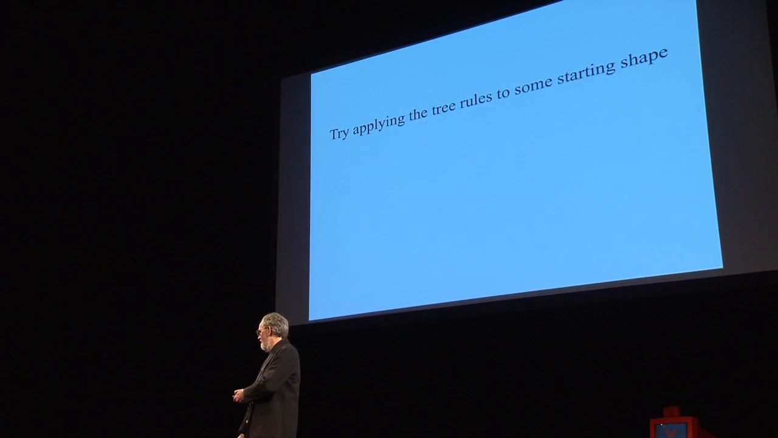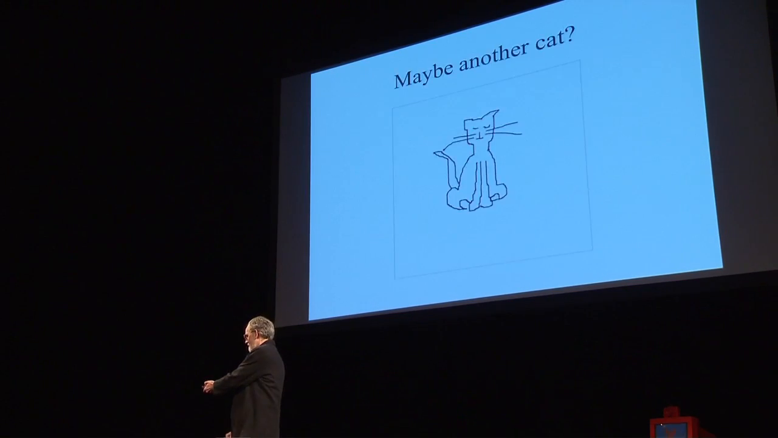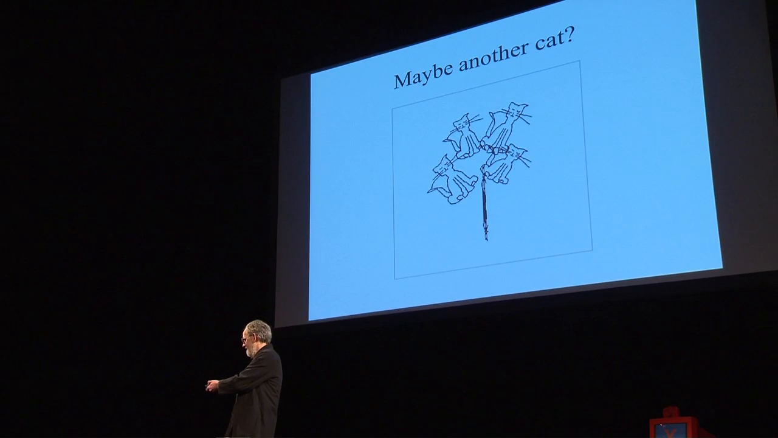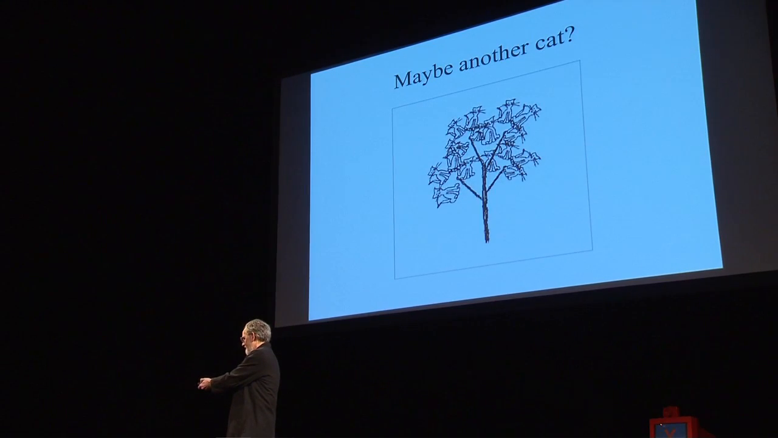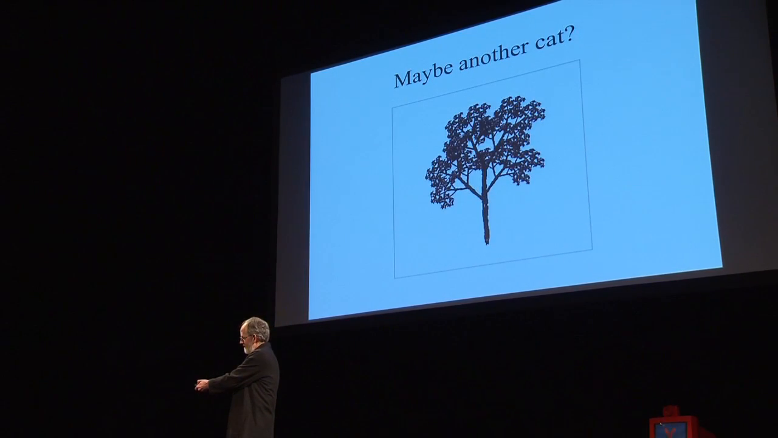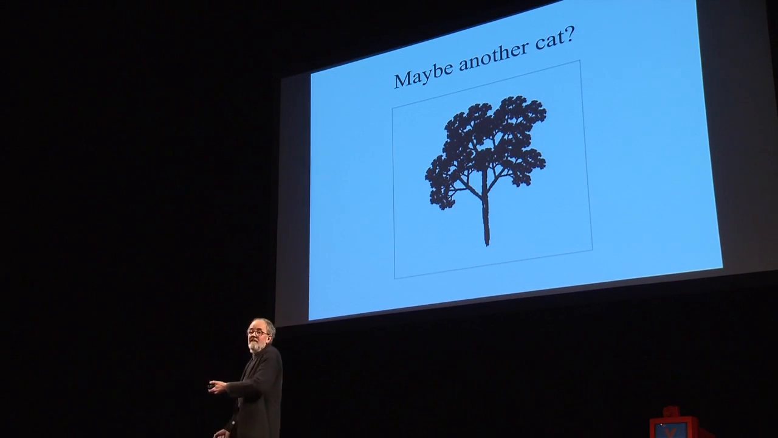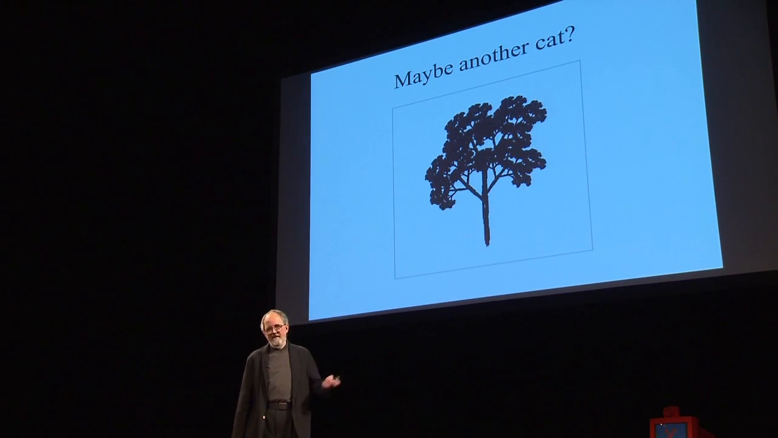If I apply the tree rules to another one of my cats, and my wife and I have 7 cats, but don't worry, we're not going to turn all of them into fractals. So here we go. And again, and again. Tree rules take everything to the tree.